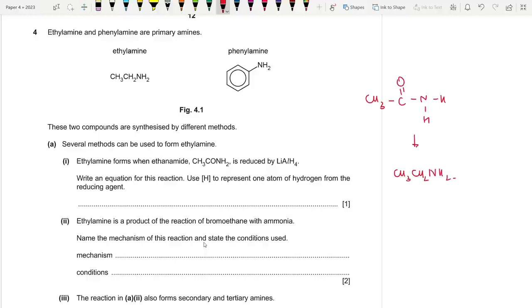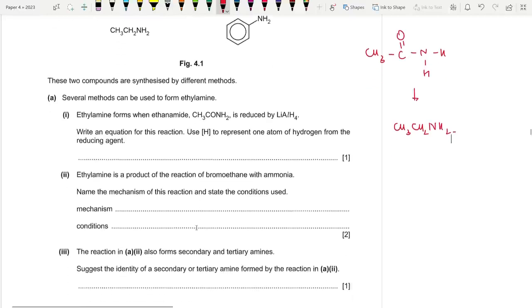You guys know that if you reduce an amide, you actually get an amine, right? Using LiAlH4. Write the equation for this reaction. Use nascent hydrogen to represent one atom of hydrogen from the reducing agent. Okay, so let's do this. CH3CONH2 along with some nascent hydrogen gives you CH3CH2NH2. Now you got to do something with the oxygen, right? If you ever have extra oxygen in oxidation or reduction reactions, please just convert them to water. Okay, that's the trick. So the extra oxygen will go as water, H2O.